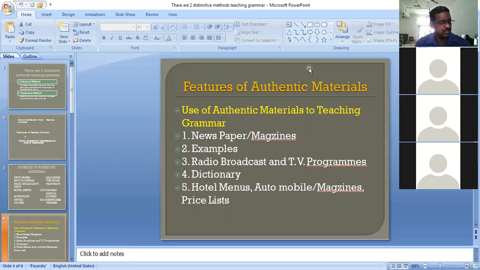And radio broadcasts and TV programs. What can we find in the radio broadcasts and TV programs? You can observe the pronunciation, vocabulary, and sentence structure, and students get exposure to the English language in this way. Okay, and also you can find the dictionary.